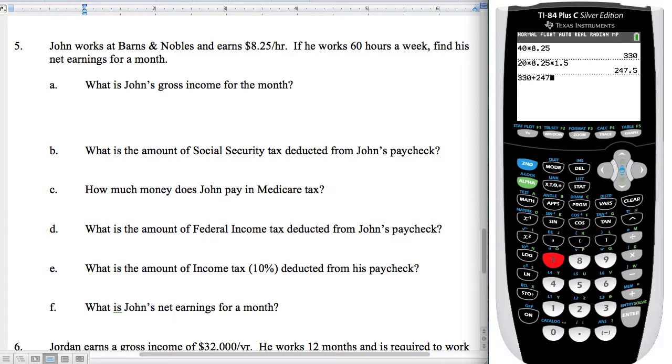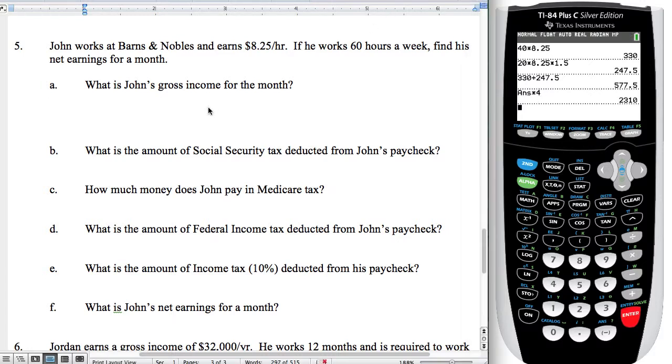$247.50. Okay, we add those together, and per week he makes $577.50 times 4 means his gross income is $2,310.